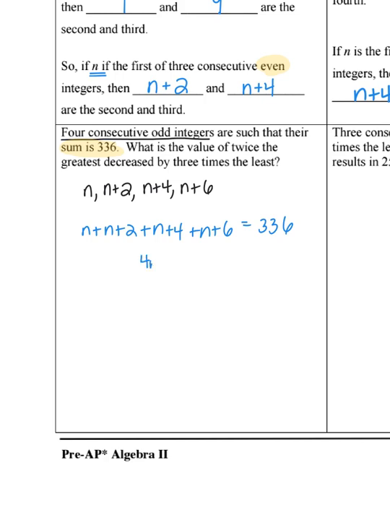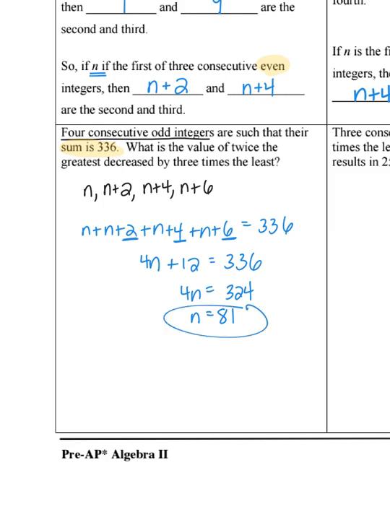I have 4n's. I have 2 plus 4 plus 6 is 12 equals 336. I'm going to subtract my 12 from the 336 and divide by 4. So I get n is 81. Now be careful on these questions. It'll ask you for a specific final answer.